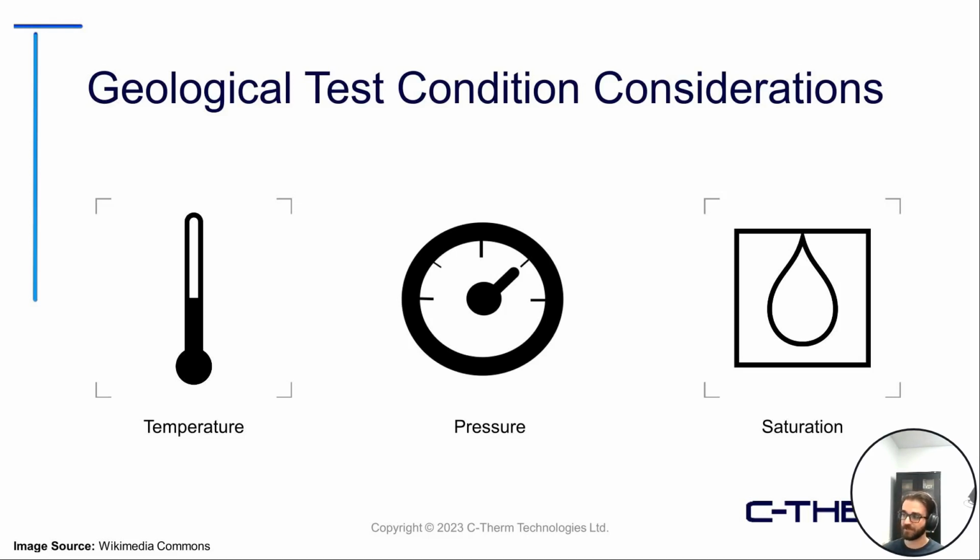And another one to take a look at, which we'll highlight in a few examples as we go through, is saturation. So whether it is a dry material or if it's saturated or semi-saturated with some kind of fluid, again, these different aspects can play a role in the overall thermal performance. So when you're setting up your test conditions, having these controlled for and adjusting for them will be really important to getting good quality, accurate data.